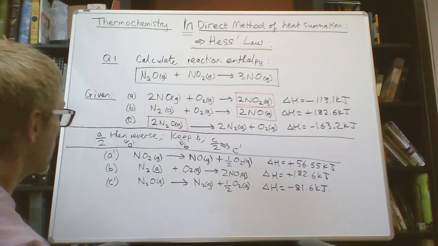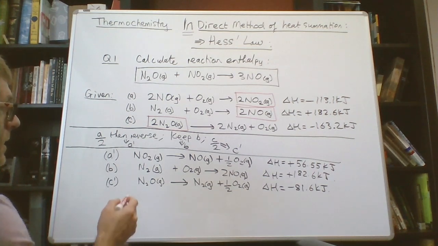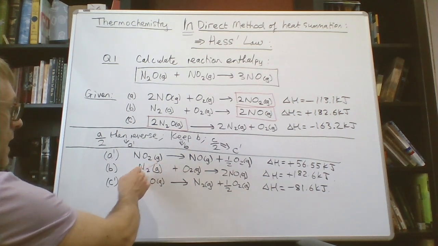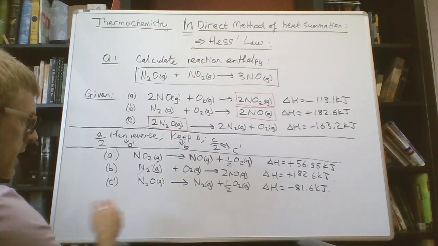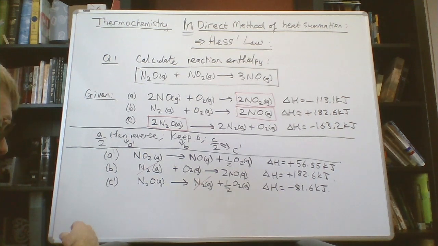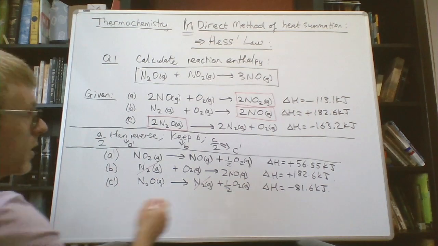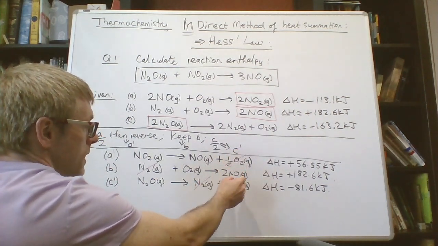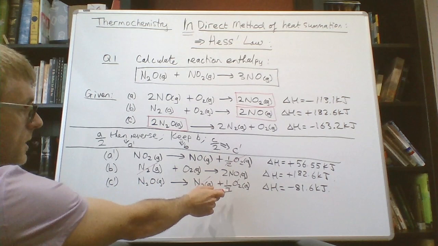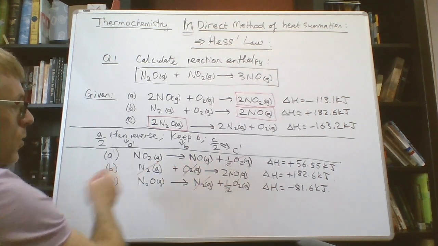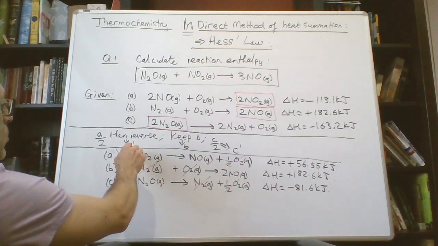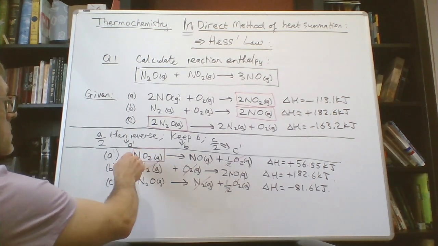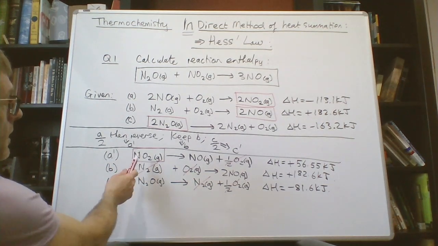I can now cancel spectators, so I can see I have an N2 gas as a reactant here and as a product here, so that cancels. I can see I have a half oxygen here, another half, so I've got 1 mole of oxygen here as a product. That cancels the 1 mole of oxygen here as a reactant. And I'm left with just the chemicals I need. I've got NO2.